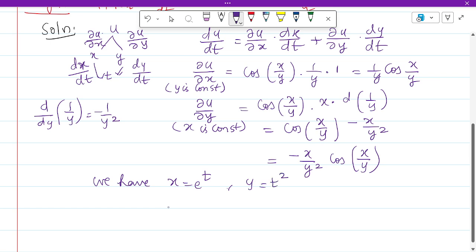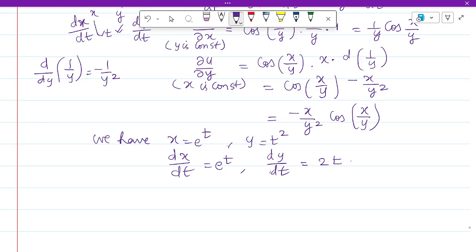Next we have to find dx by dt. Differentiation of e power t is e power t only, so dx by dt is e power t. dy by dt is equal to 2t, since we know the derivative of t square is 2t. Substitute in the formula for du by dt.